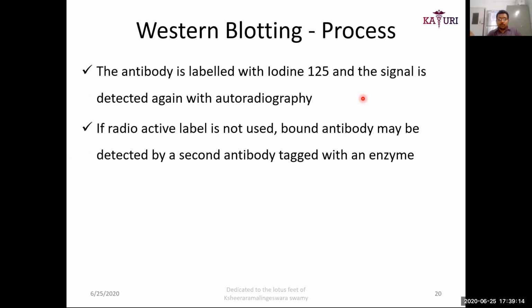So alternatively we can use radioactive labeled iodine, or go for a secondary antibody, almost similar to the ELISA technique, enzyme-linked immunosorbent assay, where the secondary antibody is tagged with horseradish peroxidase. The unbound enzyme is washed off, and then you add a substrate which gives you a color that is measured by a chemiluminescence assay. So that can be an alternative to autoradiography in this process.